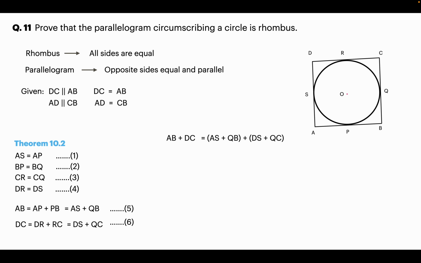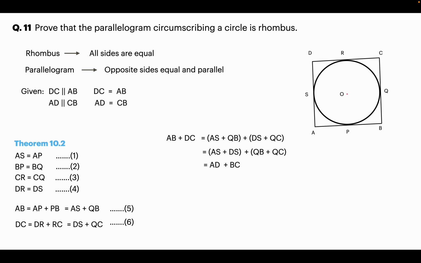Now I rearrange these terms to put them together to make up a side. Say I put together AS plus DS and QB plus QC, because then these terms make up a side. So AS plus DS is going to be AD, and QB plus QC is going to be BC.